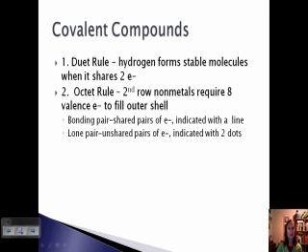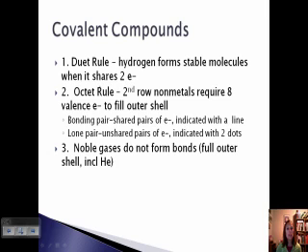The octet rule applies to second row nonmetals, or the second period. And this means that they require 8 valence electrons to fill the outer shell. If you remember from the Bohr model, 8 electrons filled that outer shell, and nonmetals are going to take on electrons in order to get noble gas electron configuration. We can have 2 types of electron pairs. We can have bonding pairs, which are shared between elements. We indicate those with a line. Or we can have lone pairs, which are unshared pairs of electrons, and we indicate those with 2 dots. And we will look at the difference.